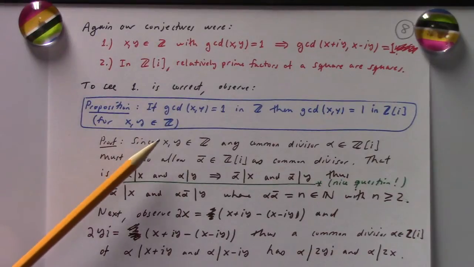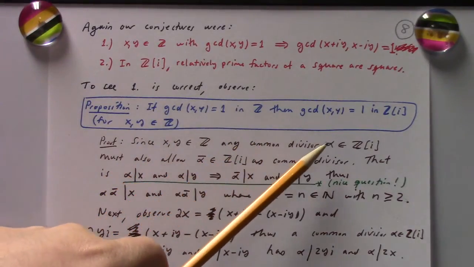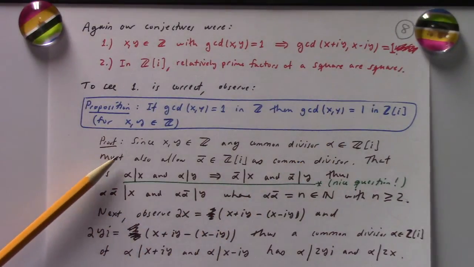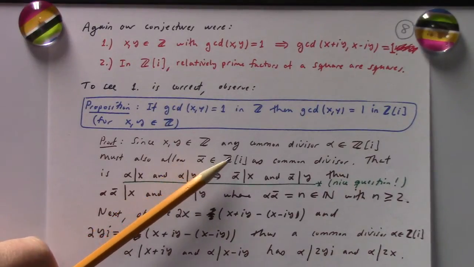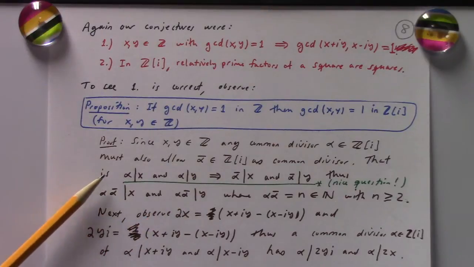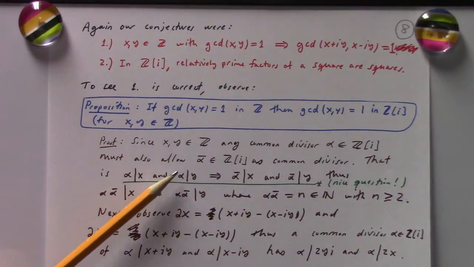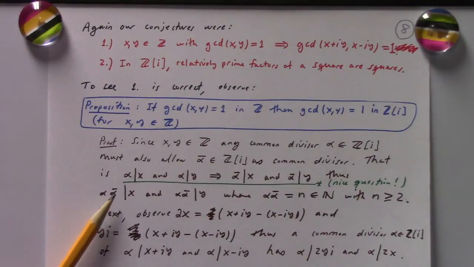So here it is. Since x and y are in the integers, any common divisor alpha in the Gaussian integers must also allow the conjugate to be a common divisor because x and y are real. In particular, if alpha divides x and alpha divides y, that means that alpha conjugate divides x and alpha conjugate divides y. That makes a decent test question, actually. It's not too hard to prove, so I'm going to move on. Thus, alpha and the product of alpha and alpha bar divide x and y using our divisibility properties, which, by the way, transfer over to the Gaussian integers, because it was simple algebra which proved those. If you think about it, they're still true in the Gaussian integers, even though I have not proved that. All right, but on the other hand, the product of alpha and alpha bar is some natural number greater than or equal to 2.